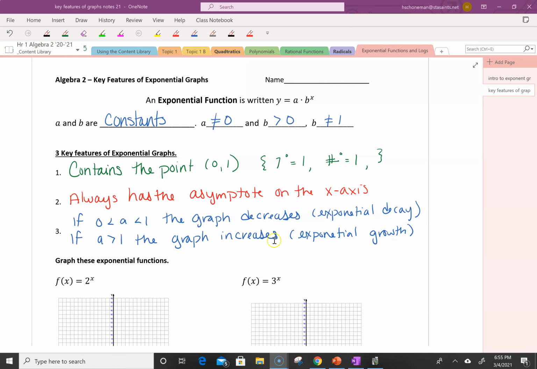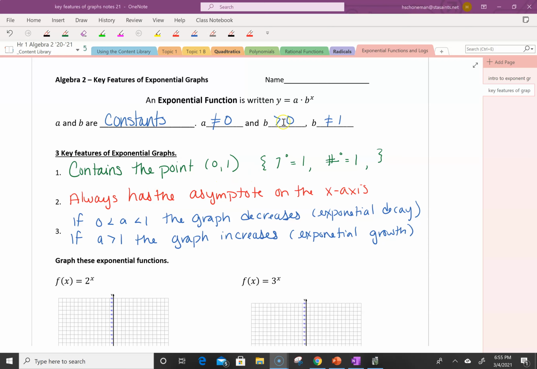Okay, so if we're looking at just the parent function, these basic models. Now normally with all the other graphs we've done, there's just one parent function. Well, this one you can change the base. Like this one's got a 2, this one's got a 3. So there's all these different parent functions, but they all have the same shape. So we're not going to worry about memorizing the numbers too much, but all these parent functions have the same features. The first one is they will all contain the point (0, 1).